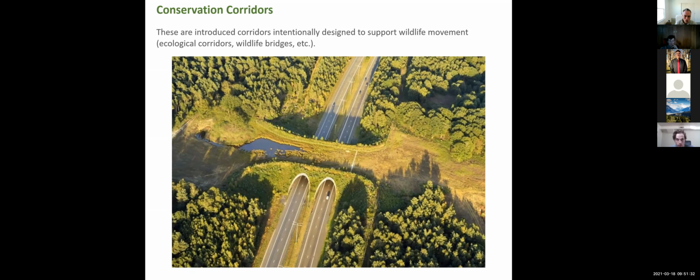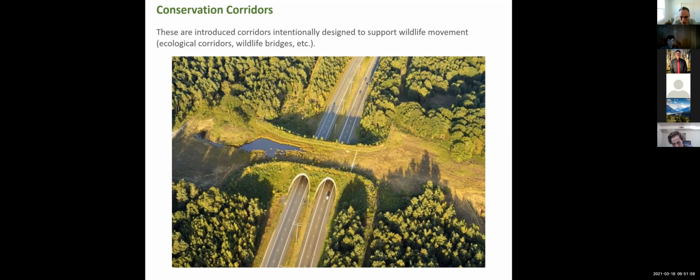So in this example, we are seeing what's known as a wildlife bridge. And so this is providing access and connection between the patches that we see on either side of that highway so that wildlife can move across that barrier. Highways are actually one of the most destructive types of disturbance corridors that we find in the landscape.